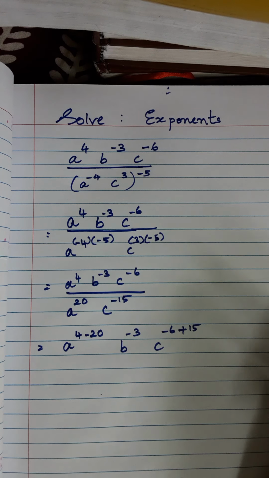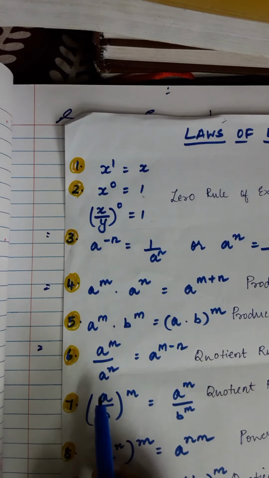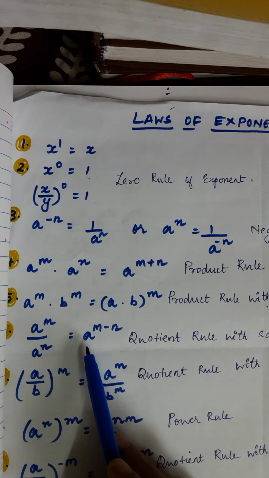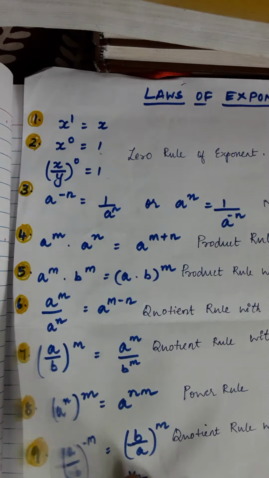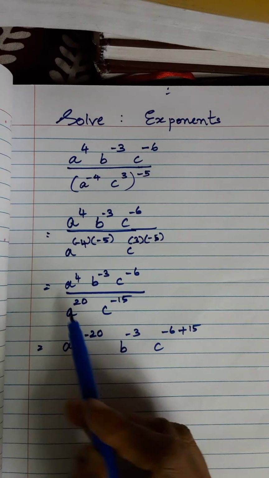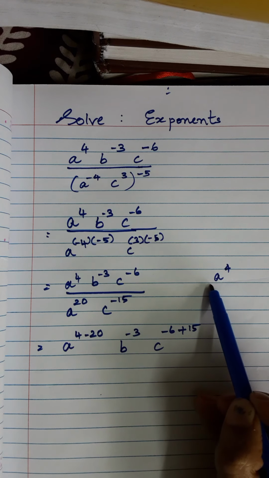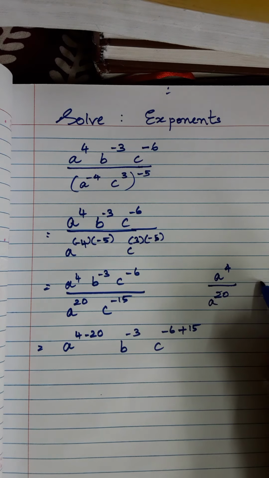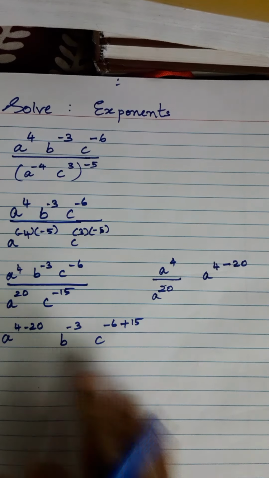So what rule am I applying here? Here I'm applying the quotient rule. See this rule, a to the power m divided by a to the power n, which means you divide, so a to the power m minus n. This is called the quotient rule with the same base. Similarly, a to the power 4 divided by a to the power 20, so a to the power 4 minus 20. I'm subtracting here.